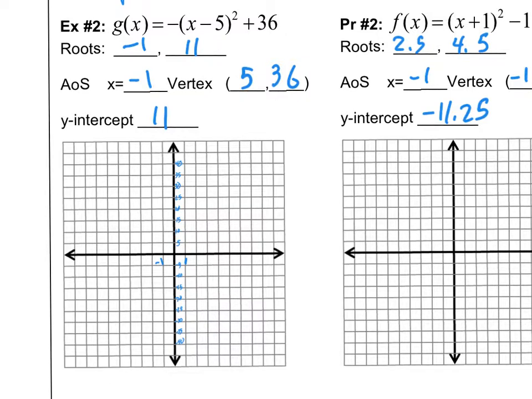So I know one of my roots is at -1. Let's do this one in black. So one of my roots is right here at -1, and the other one, if I was to extend this just a little bit, is right here at 11.